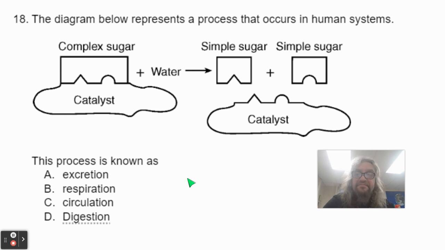Question 18. The diagram below represents a process that occurs in human systems. So you have a complex sugar sitting on a catalyst, you add water, and now you have two simple sugars, and the catalyst is the same. This process is known as A, excretion, B, respiration, C, circulation, or D, digestion.